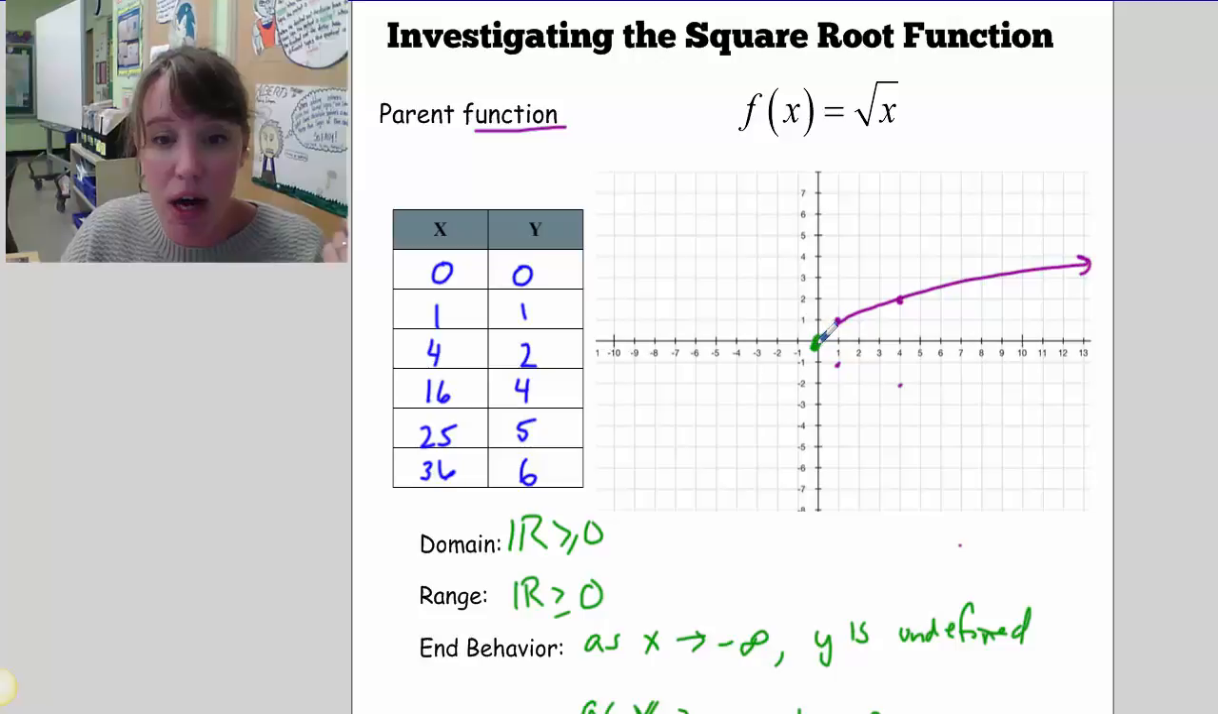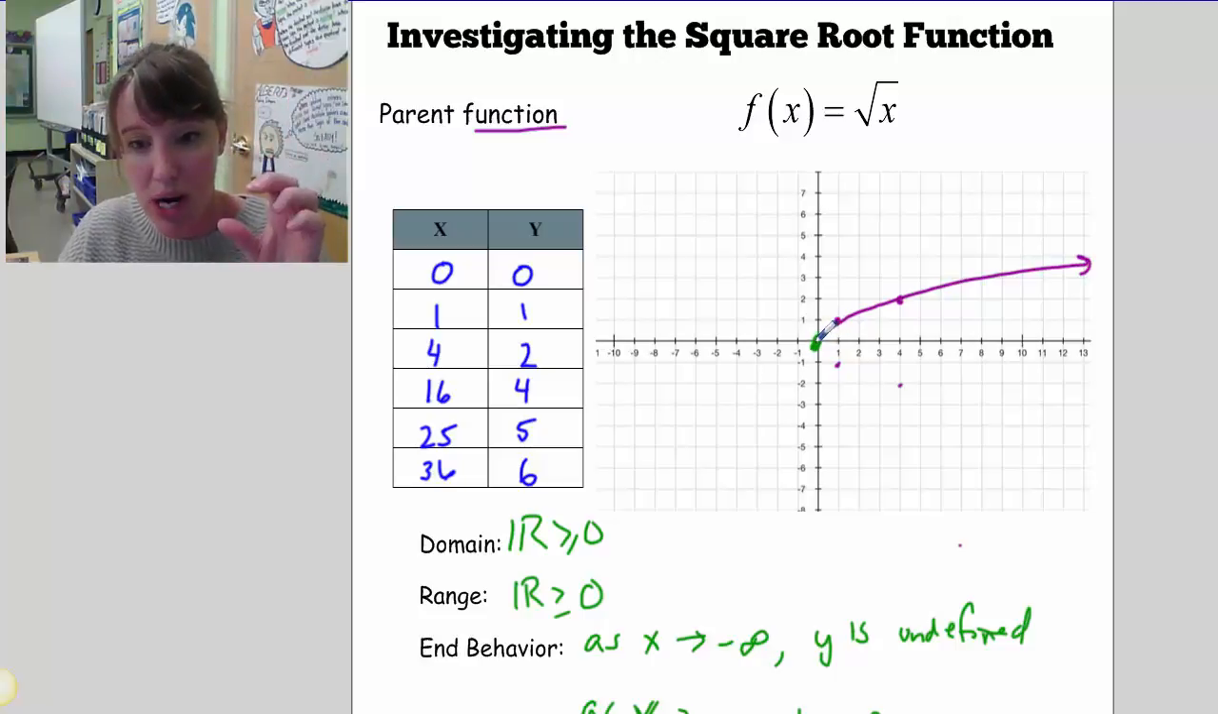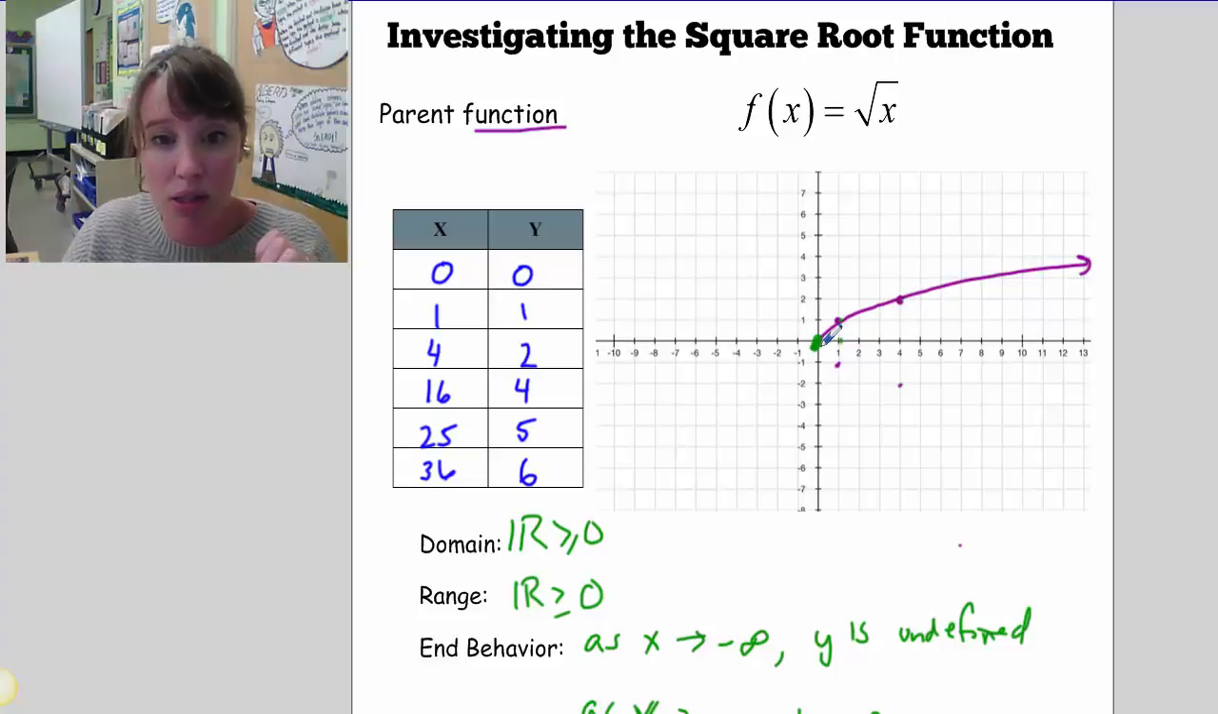So we have 0, 0, and then unless it's been vertically stretched or compressed, the next point is going to be up 1, right 1. And then the next point is going to be right 3 and up 1. Okay, so this is 1, 1, and then 3, 1, and so on, unless you have a compression or a stretch.